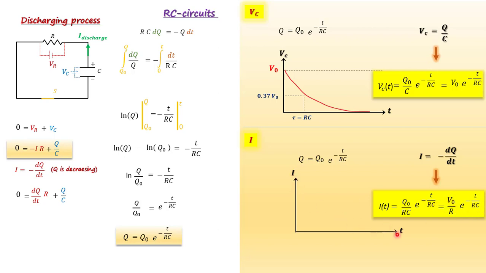So when we plot I as a function of time, we get a very similar picture. Let's also see what happens at time equal to RC. We have the same value: 37% of the current becomes available at time t equal to RC. If you like, you can re-express this equation as I0 e to minus t over RC. And they're all the same. Now we are done with the discharging process.